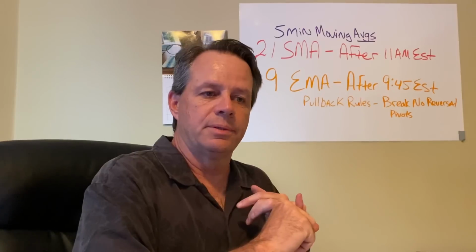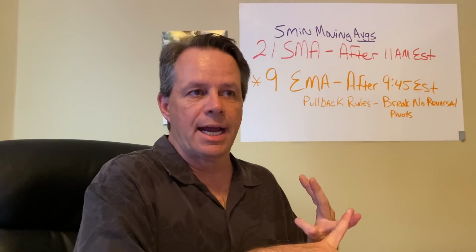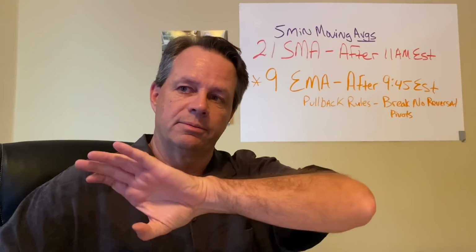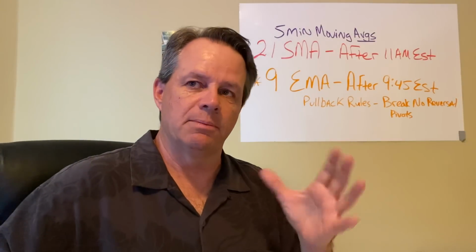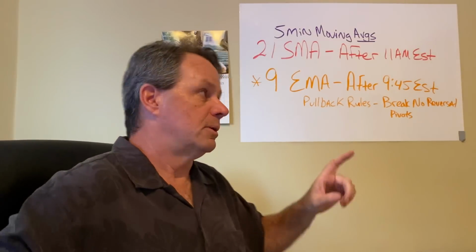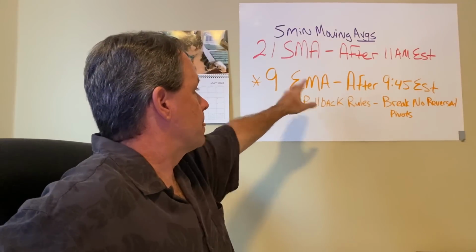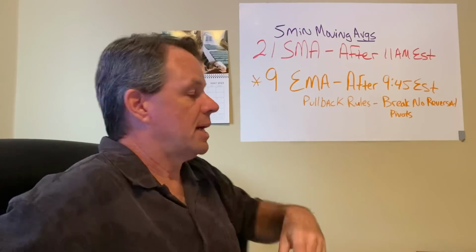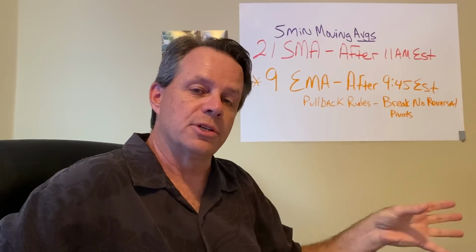As those of you who watch my channel know, I use 1-minute moving averages. One is a 9 EMA and one is a 21 SMA, and they're colored gold and red. But for this video, I've removed them from the chart because we're only going to talk about the 5-minute moving averages, which are also a 9 EMA, which is going to be gold on this chart, and the 21 SMA, which is going to be red.